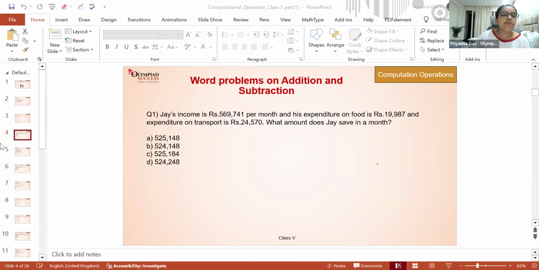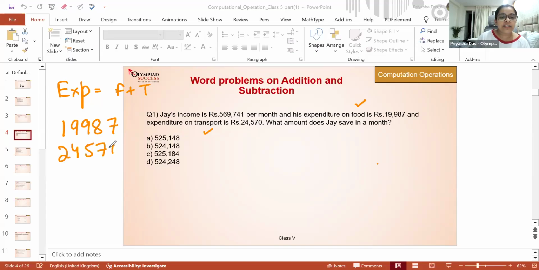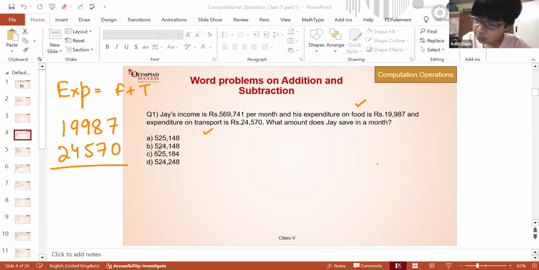Aditi, the first step is to find out the total money that I have spent. So for the total expenditure, one on food and the other on transport, right? Yes. Then let's go to food plus transport. Let's add 19,987 plus 24,570. What is the sum total which we get? Ma'am, the answer is 44,557.